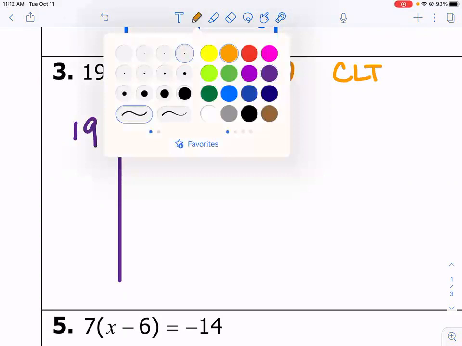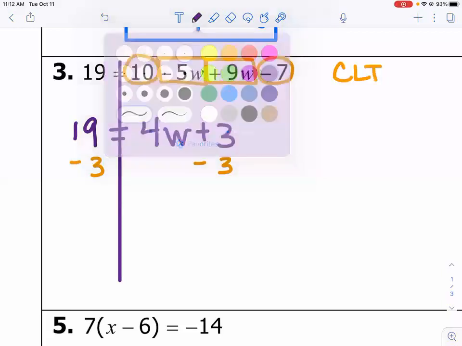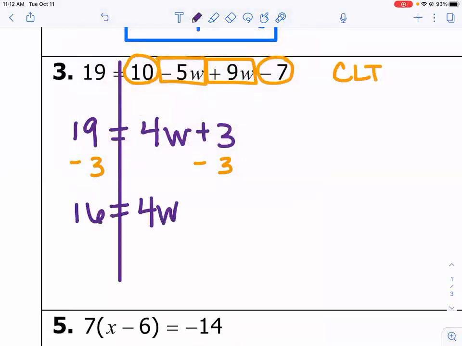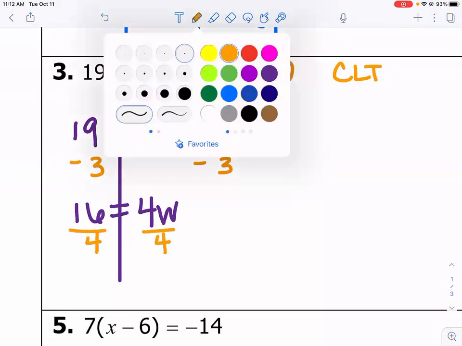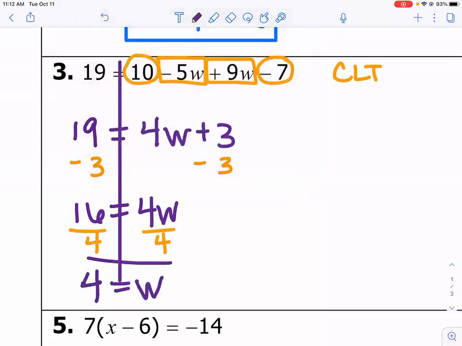Tyler, what was your next step? We already did that. From here. Okay. So then we have 16 equals 4W. And then Ariana, our last step would be to. Okay. So we get 4 equals W, or W equals 4. I don't care how you write it.